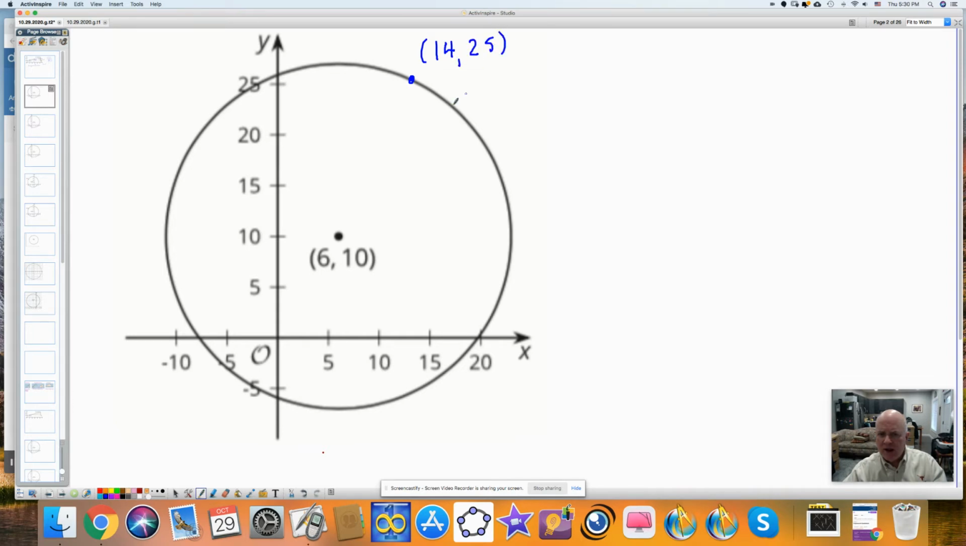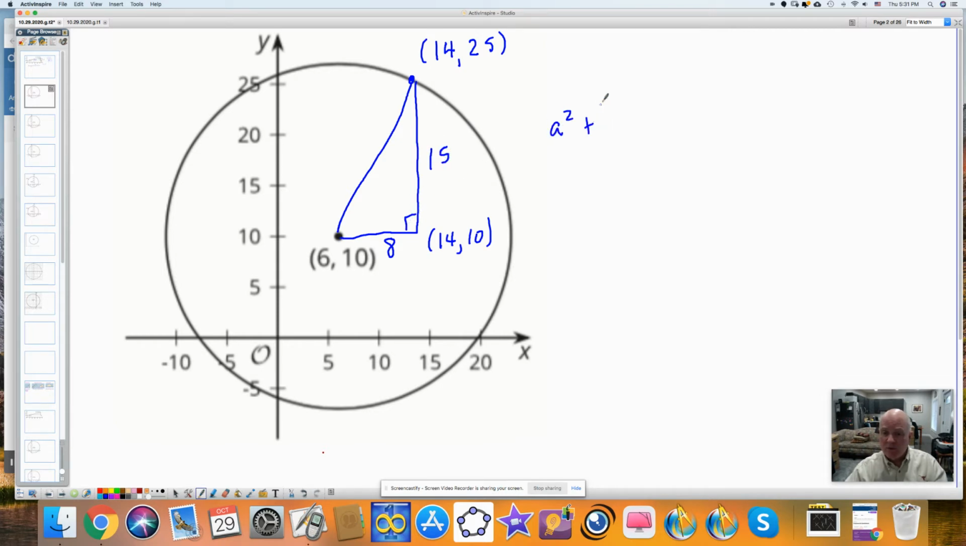Is my radius here going to be 17? Because we're told that the radius of the circle is 17. I'm going to make a right triangle. I know in the x direction, I'm going to go 14 units, and in the y direction, I'm going to go 10 units. So from 6 to 14 is 8. From 10 to 25 is 15. And now I can apply the Pythagorean theorem.